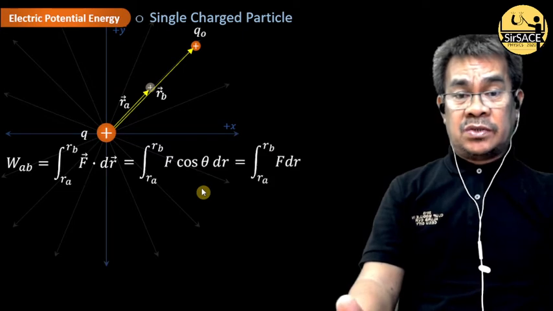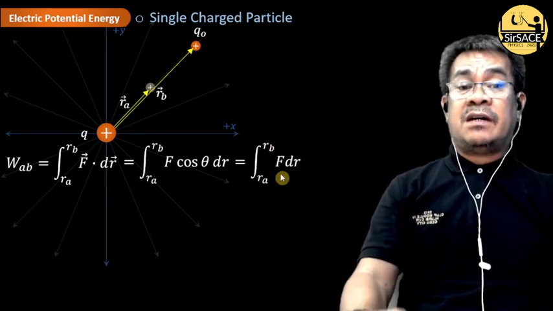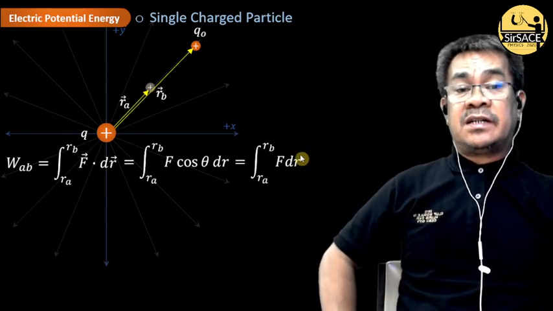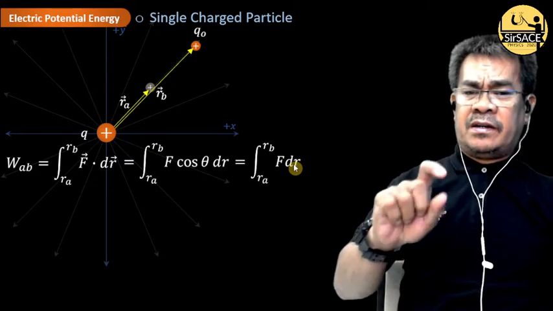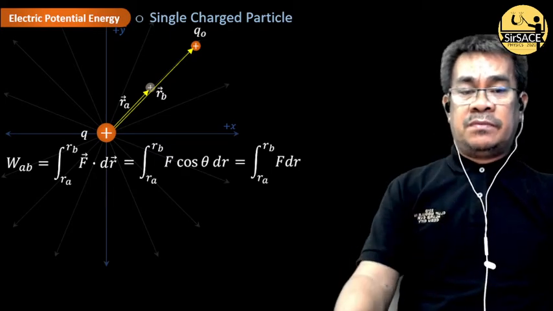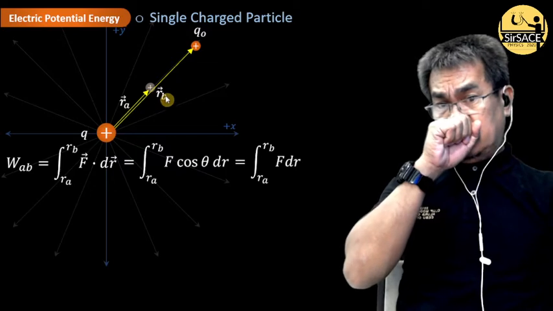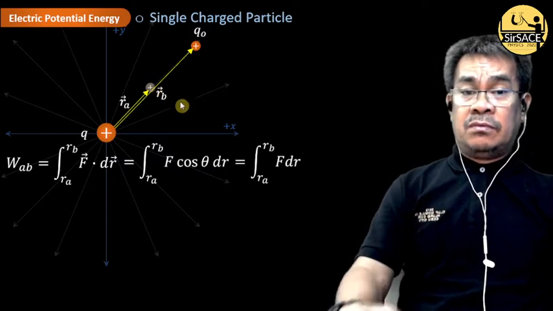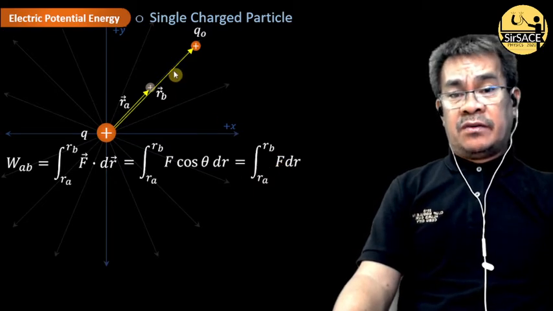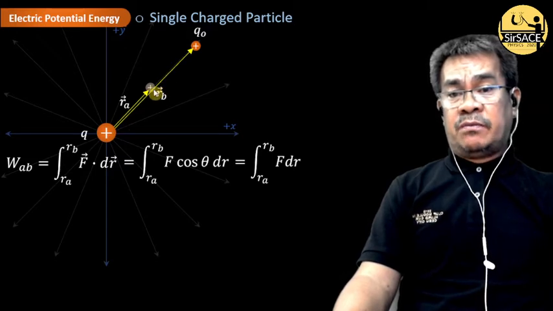So it will reduce to the integral from RA to RB of the force times the infinitesimal displacement. Again, dr means the infinitesimal displacement. It is a very, very small change in position from A to B. And remember, this force is at any point of travel from A to B, which means that this force will vary depending on the position of R. And R is the position at any point of the travel also.